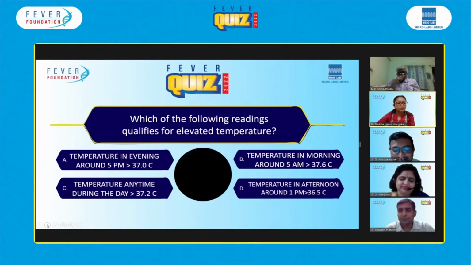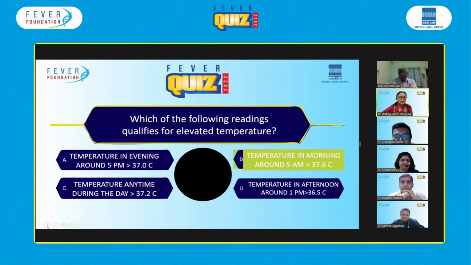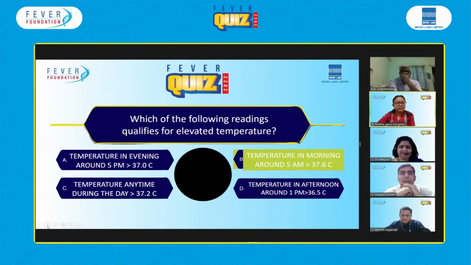Okay, so time is over. So again, to the basics: fever and temperature. This is a very important topic, and we should know the variation, the normalcy, when we will call it normal, and when it is elevated. So computer ji, can we have the correct answer? Okay, so here is the correct answer. Temperature in the morning around 5 a.m. is 37.6 degrees centigrade. So there is a variation of about 1 degree Fahrenheit between the morning and the evening that we should be aware of. And when it is called abnormal, when it is normal, that is also important.